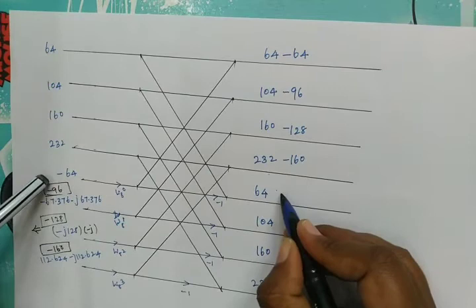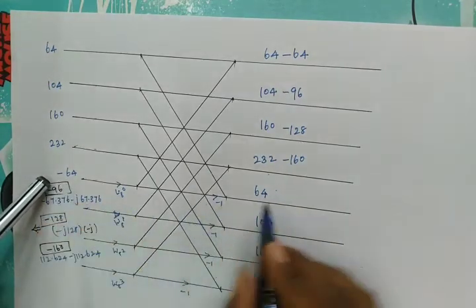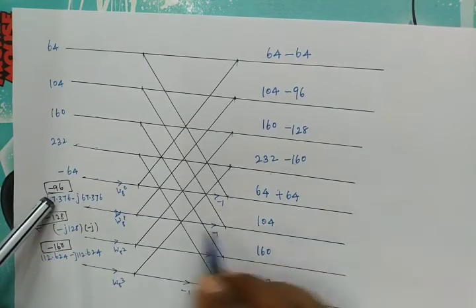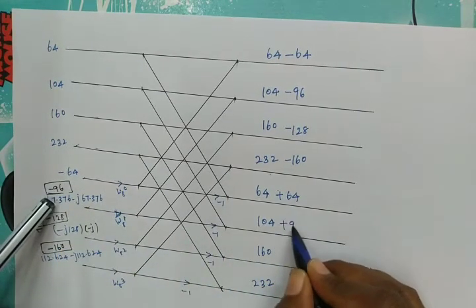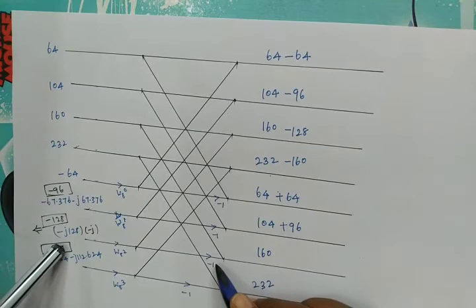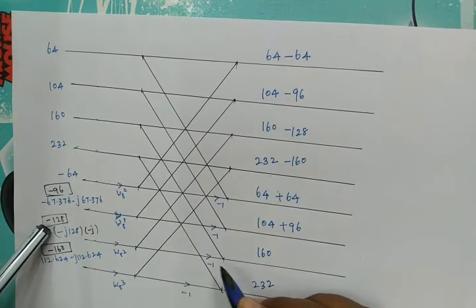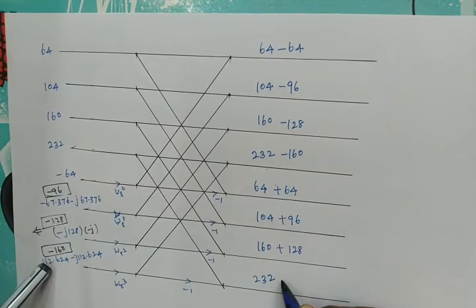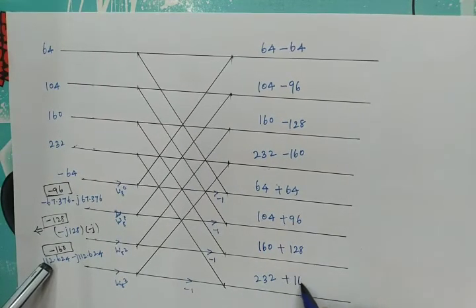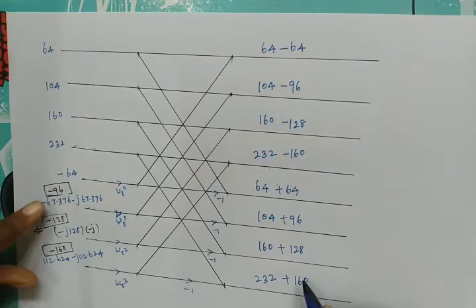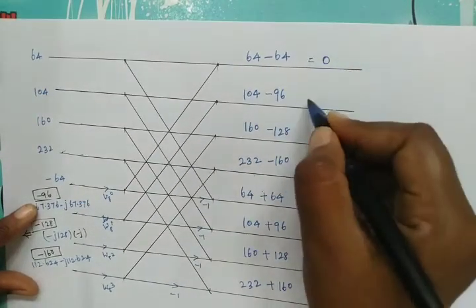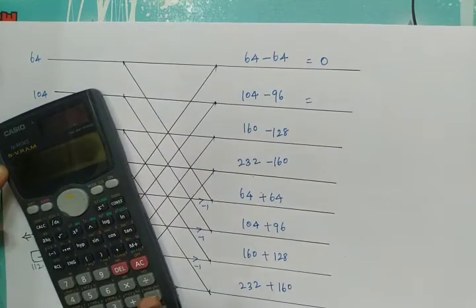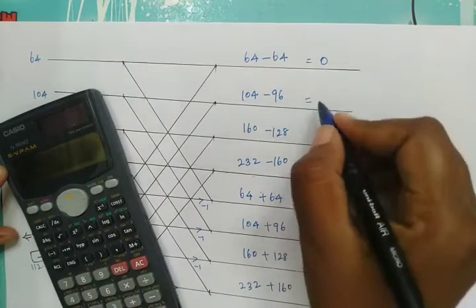And here we have to check. Minus into minus will become plus 64. And here we have minus 96. So minus into minus will become plus 96. And here we have minus 1. And here we have minus 128. So minus into minus plus 128. And here we have minus 160. So plus 160. Now what is the answer for this? It is equal to 0. Then 104 minus 96. 104 minus 96 is equal to 8.